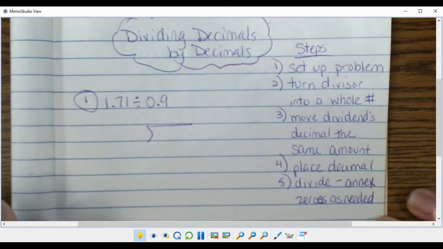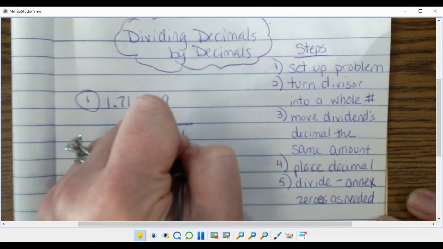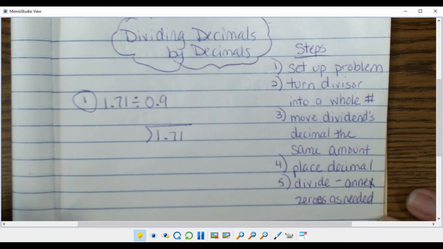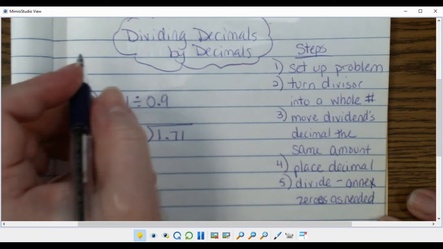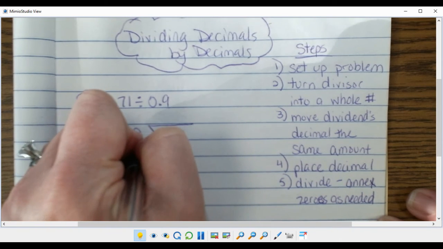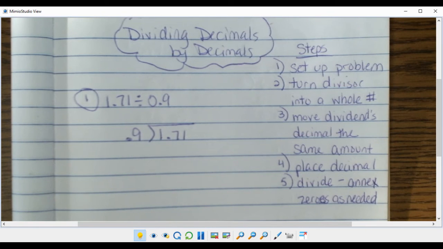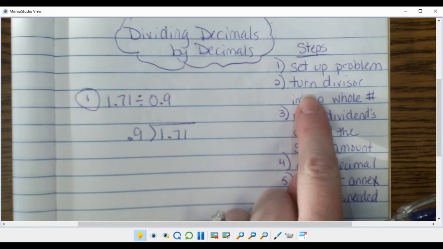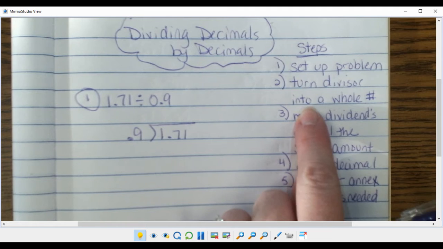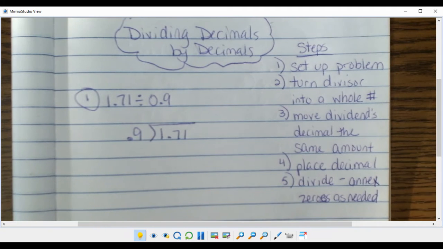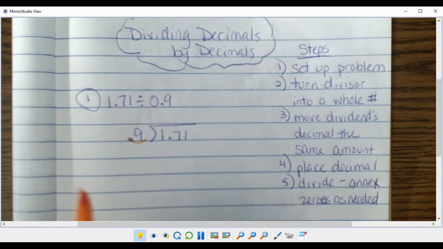So I'll use the long division sign. 1 and 71/100ths is our dividend that goes inside the symbol. And 0 and 9/10ths is our divisor that goes outside the symbol. Step 2 says to turn the divisor into a whole number. I see that I have just one decimal place, so I'm going to move this one time to the right to turn this into a whole number 9.